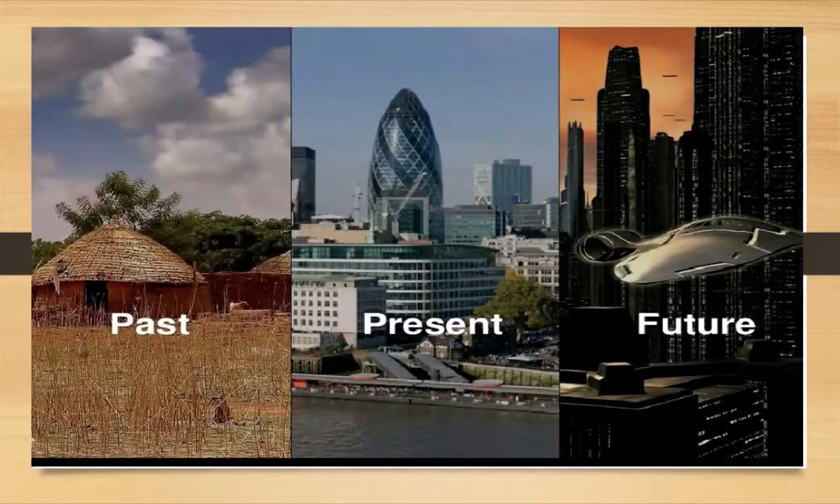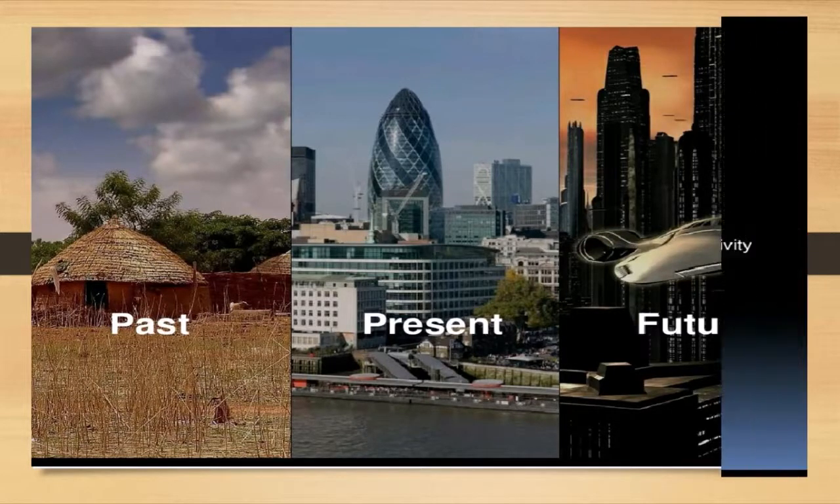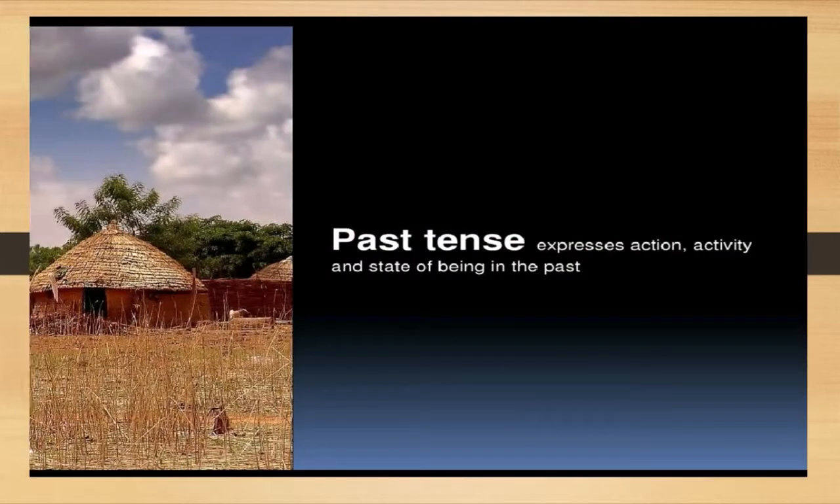Now, there are three types of tenses. One is past, as per the picture, you can understand, present tense, and one is future tense. Past tense, present tense, future tense. Past tense expresses action, activity, and state of being in the past. Okay? It is about past tense.